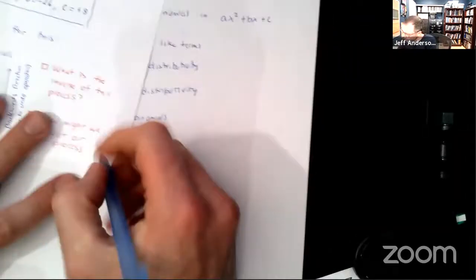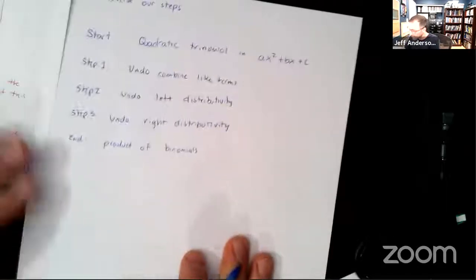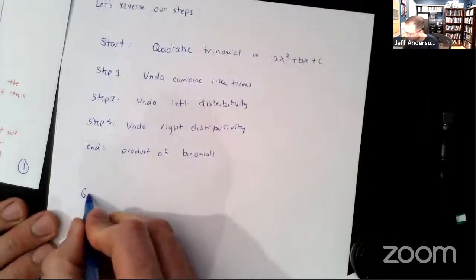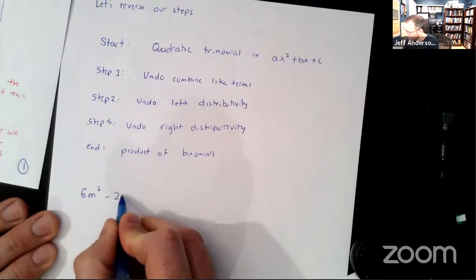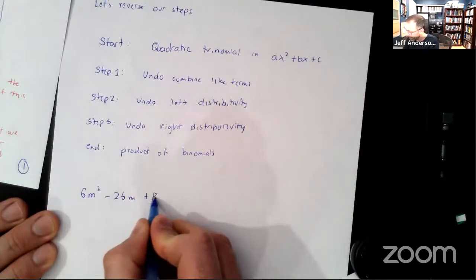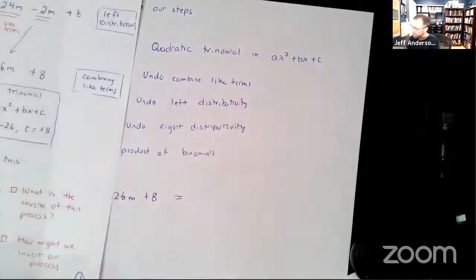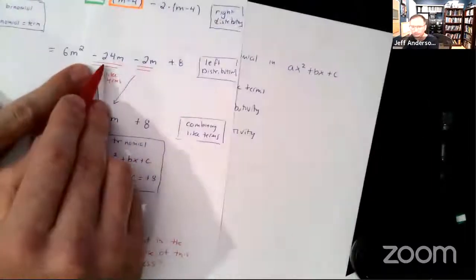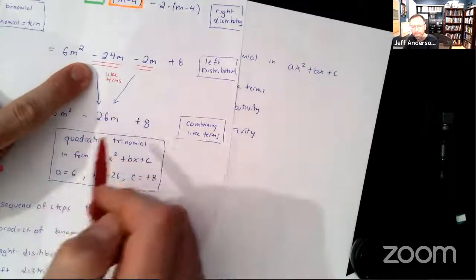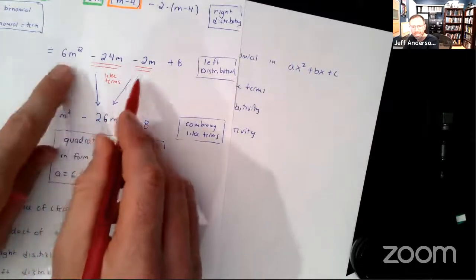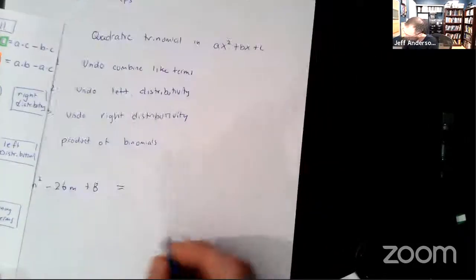So we'll call this page one, and we'll call this page two. And let's just literally reverse the process. We start with 6m squared minus 26m plus 8. That's the thing we ended with last time. And then, what did we do to combine like terms? We split 26m into two different pieces. So let's go ahead and write that.